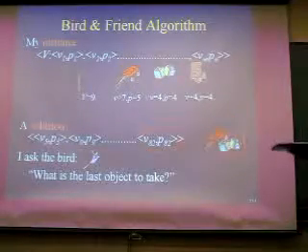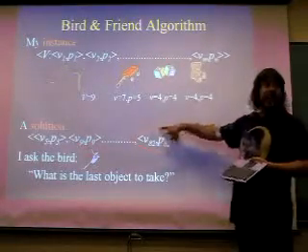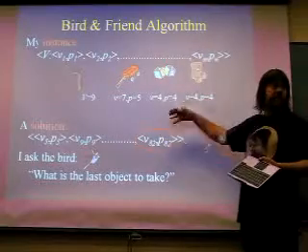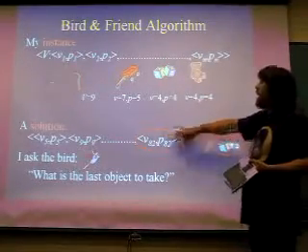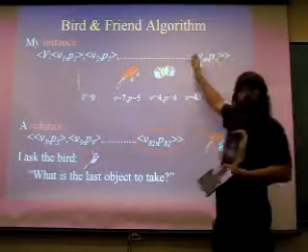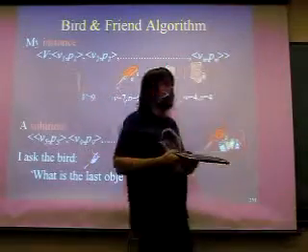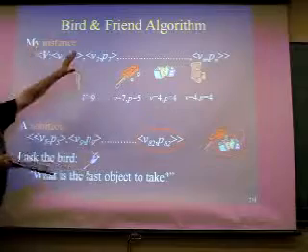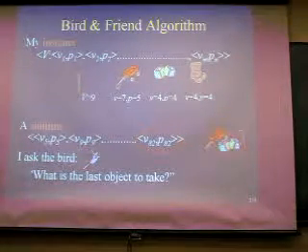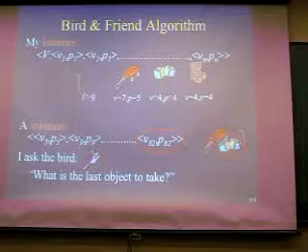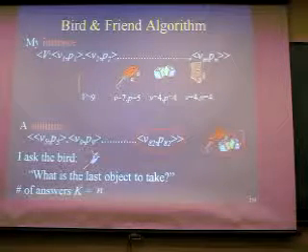Right, you could ask the bird, what's the last object I should take, or what should I take? I mean, often you want to ask something about the end, and then how many answers would you have to check? What would be a shorter question? Should I take the last object? Exactly. The number of answers here is n.